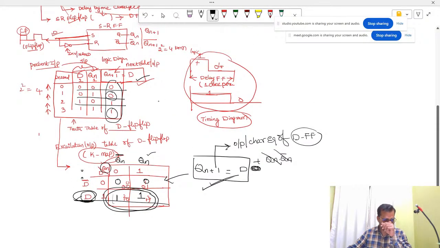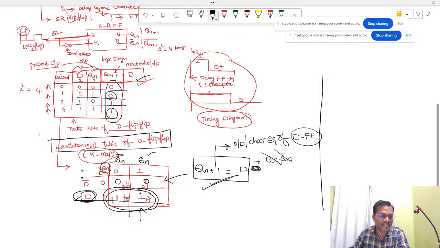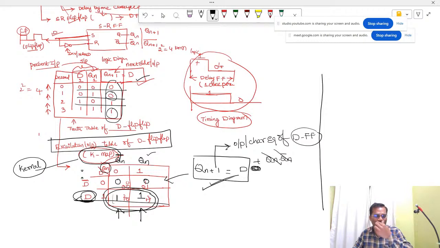Now we want to draw the diagram for this one. So how to draw? This table is called the excitation table of a D flip flop, using which map? K map. K stands for kernel map. This is one of the shortcut methods to find the output.